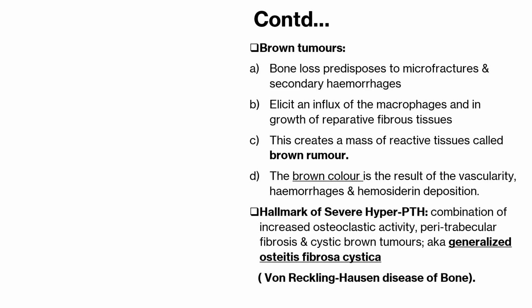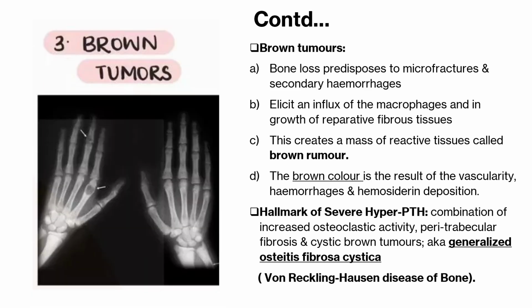The hallmark of severe hyperparathyroidism occurs in the combination of increased osteoclastic activity, peritrabecular fibrosis, and cystic brown tumors, and that is all called generalized osteitis fibrosa cystica, also called von Recklinghausen disease of the bone. Here in the figure, you can see in the metacarpal bones a brown, blackish appearance demarcated by the white arrows, and that is a brown tumor.